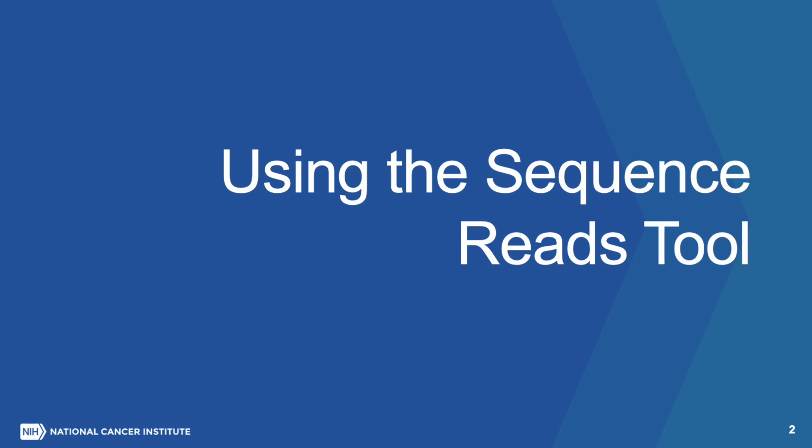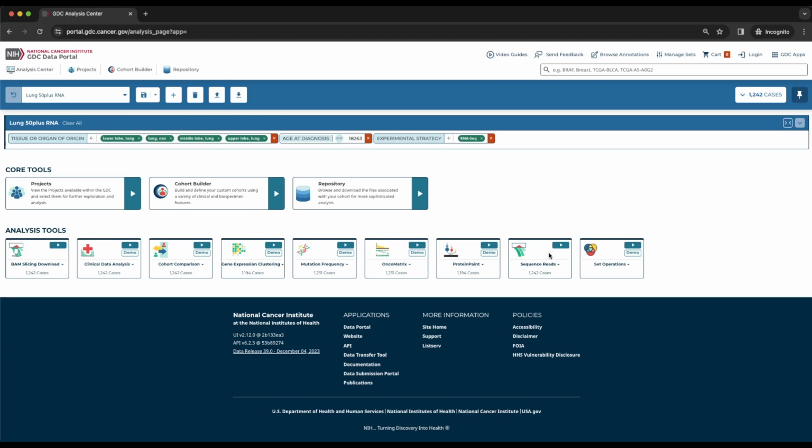Using the Sequence Reads tool. Before we start, we would like to remind you that the data shown in the Sequence Reads tool is controlled access, and that any unauthorized display or sharing of these visualizations and data may be in violation of the data use agreements for dbGaP projects. In this demonstration, only open access data visualizations will be shown, which are not available in the GDC at this time.